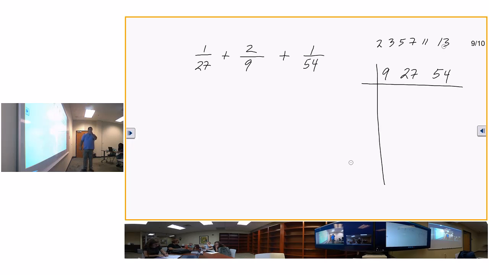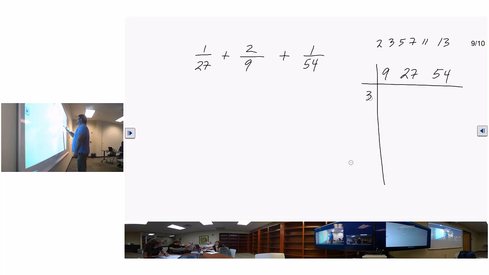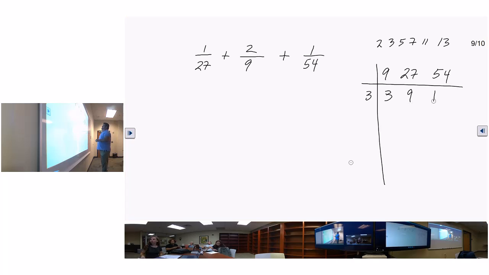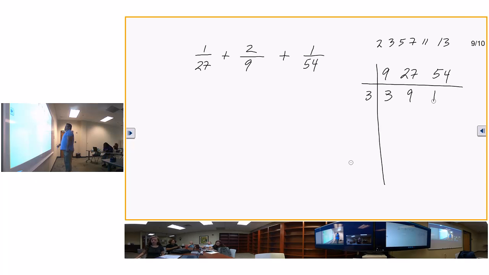2, 3, 5, 7, 11, and sometimes 13. What number you think I'm gonna pick first? 3. 3 went into 9 three times. 3 will go into 27 nine times. 3 will go into 54, with 3 will go into 5 one time. That'll leave 24, which is what?